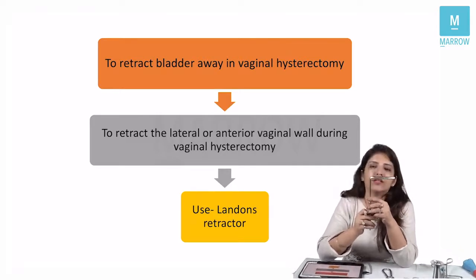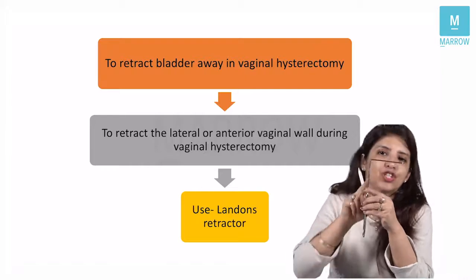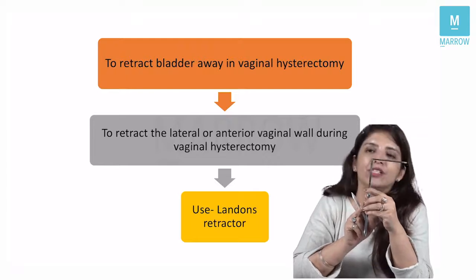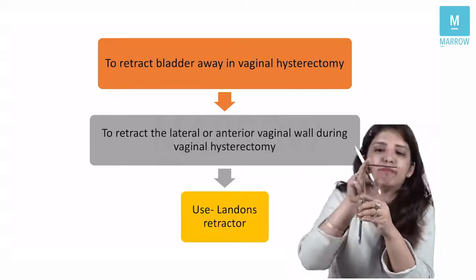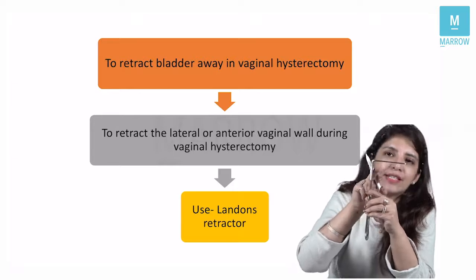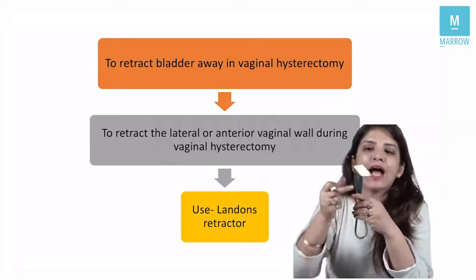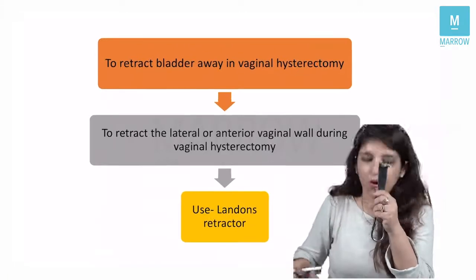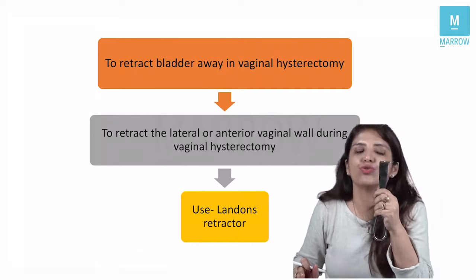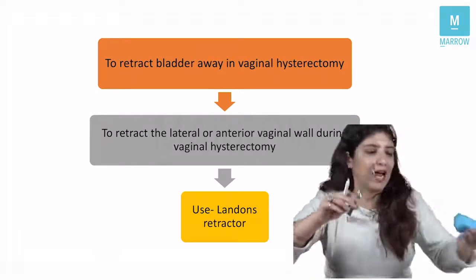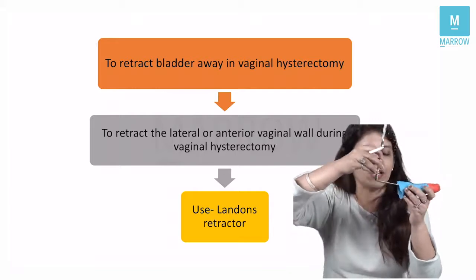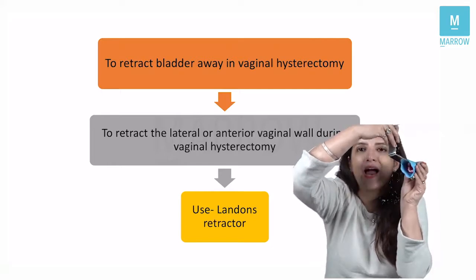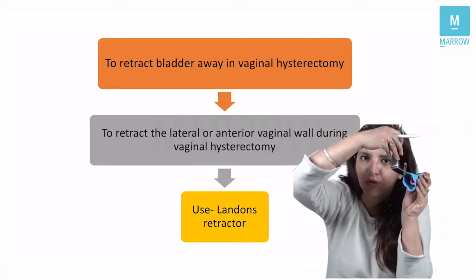So, remember here, Landon retractor is an L-shaped retractor, right? L for Landon, L for L-shaped. The blade of the Landon's retractor is at 90 degrees to the handle, and it has a straight and a narrow blade, right? So, a Landon's retractor is used to retract the bladder during vaginal surgery. So, suppose over here the bladder is there and I want to retract it. So, I'm going to use a Landon's retractor for the purpose, right?